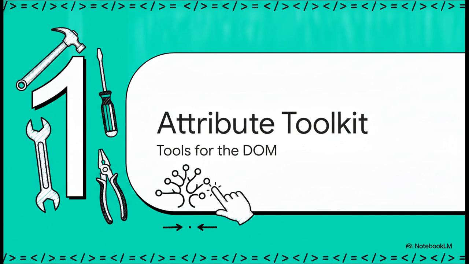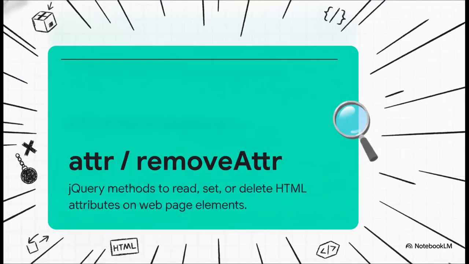These are the essential tools for the DOM that you'll definitely want in your developer toolbelt. So let's define exactly what we're working with. We're focusing on attr and removeAttr. As you can probably guess, these jQuery methods are simply derived from the word attribute. And honestly, they do exactly what they say on the tin.